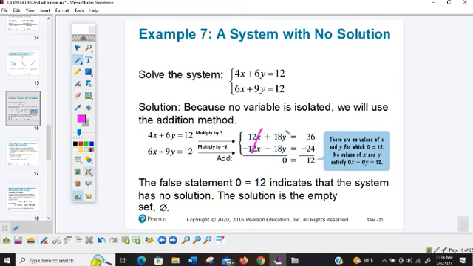Now all your letters cancel out, and you end up with 0 equals 12. When all of your variables cancel out and you end up with a false statement, 0 does not equal 12, the solution to this one would be the empty set. Now what if we got 12 equals 12? If you end up with a statement that's true, then you have infinite solutions. Every point on that line is a solution.